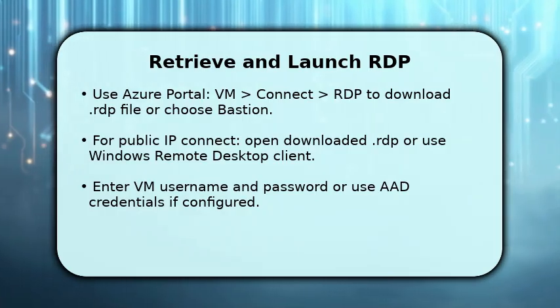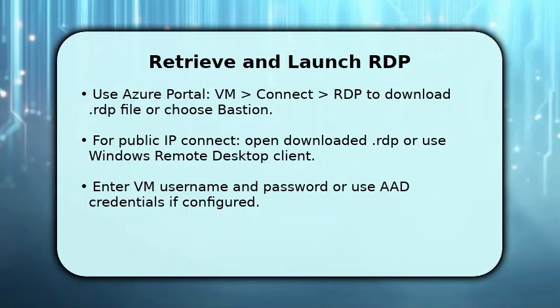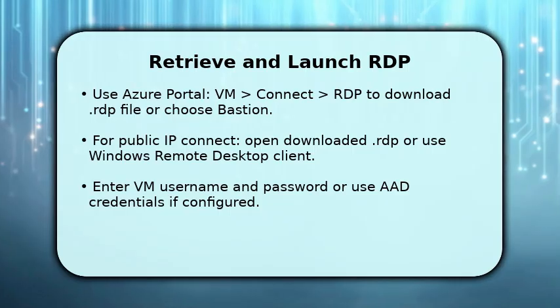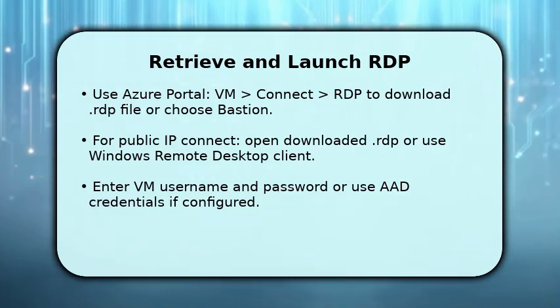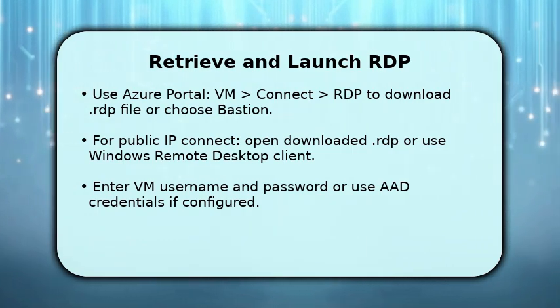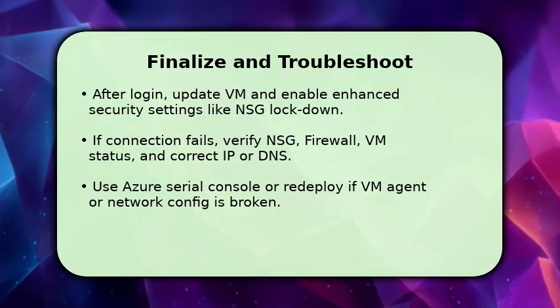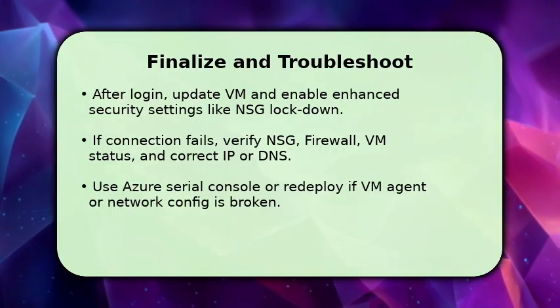Next, launch the RDP file or open the Windows Remote Desktop Client and paste the IP. Enter the VM credentials, use local account password or Azure AD credential depending on your setup, and accept the certificate warning if this is a new VM. This completes the middle execution and creates a secure session. You're nearly finished. Once logged in, install updates and verify RDP settings and user permissions for ongoing access.